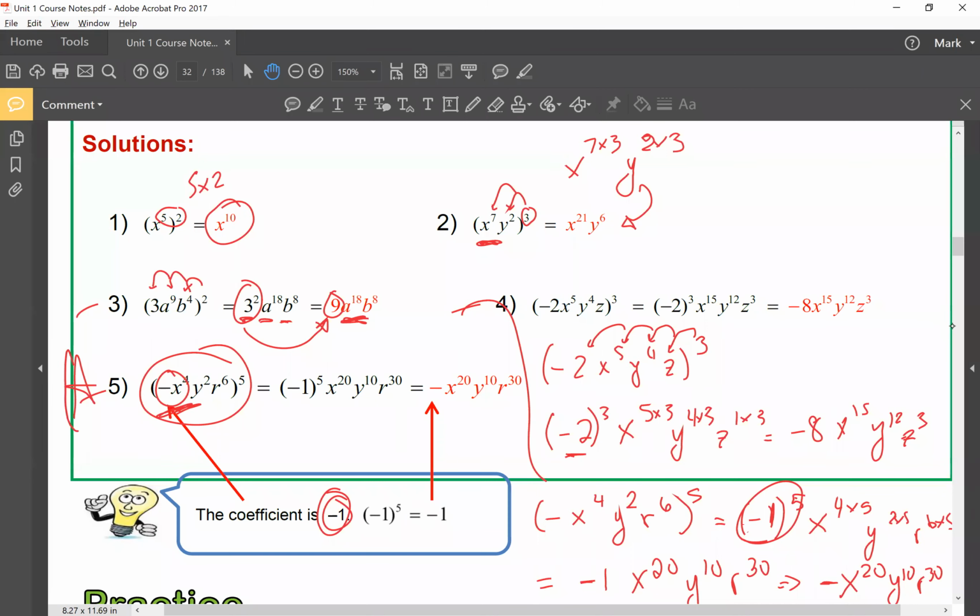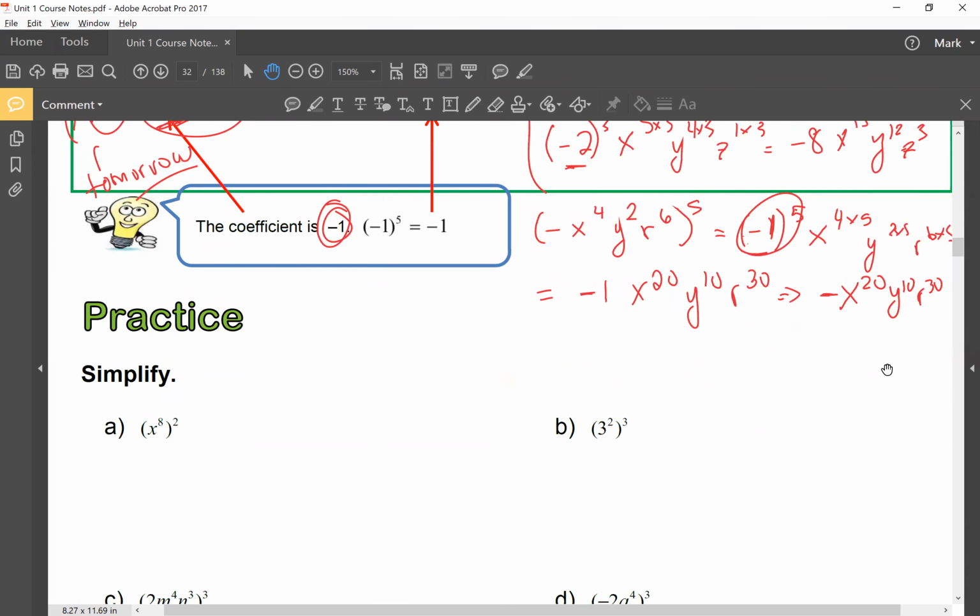This one, guys, we'll talk a bit more maybe tomorrow because I'm running low on time. That's a tough one. So if anybody is having trouble with number 5, I will do a little review tomorrow. Okay.